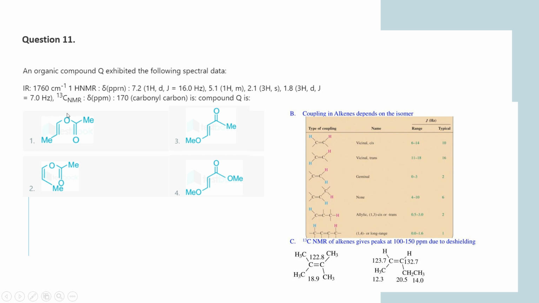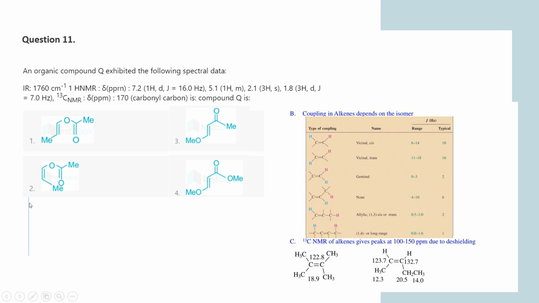So in the question, you are given a value of 16 Hz. Okay, so this 16 Hz is basically talking about this proton, the proton attached to this carbon atom, and as the J value is lying in the region of vicinal trans, so the structure will be containing trans vicinal protons. Okay, so out of these 1 and 2 structures, structure 1 is found to be the correct one.